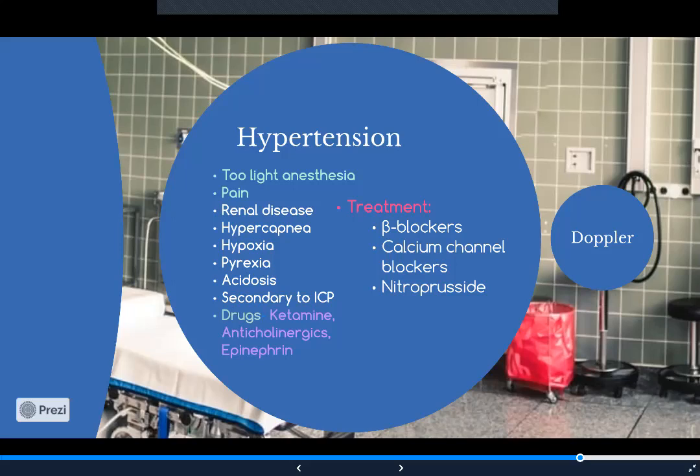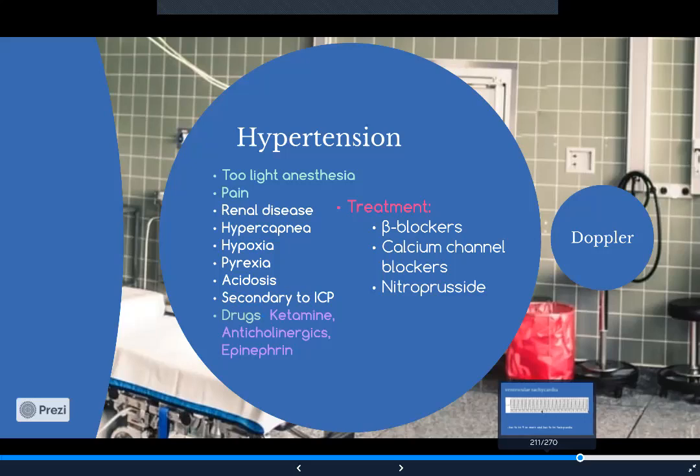Hypoxia is another thing, pyrexia, acidosis, secondary to intracranial pressure, right? So one thing is called Cushing's reflex. Cushing's reflex is when you have a high blood pressure and a low heart rate. A lot of times this is due to head trauma, so let's say hit by car or something to that effect. And so you'll have your high blood pressure and your low heart rate.